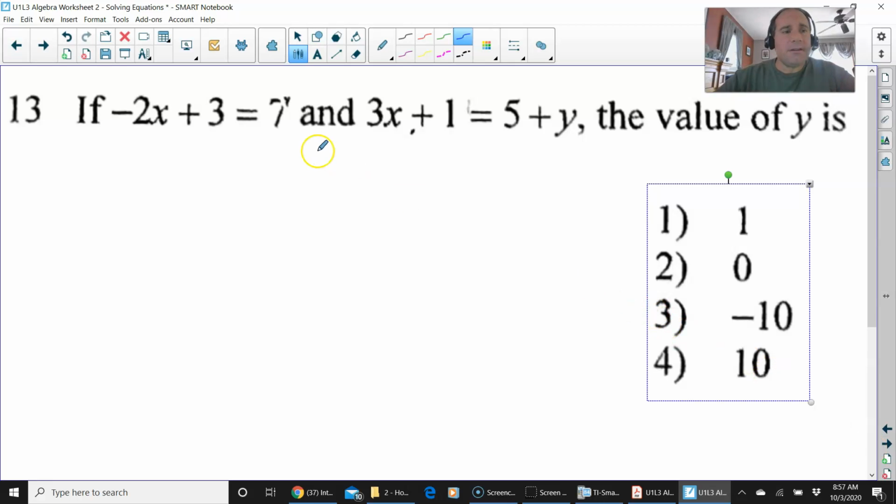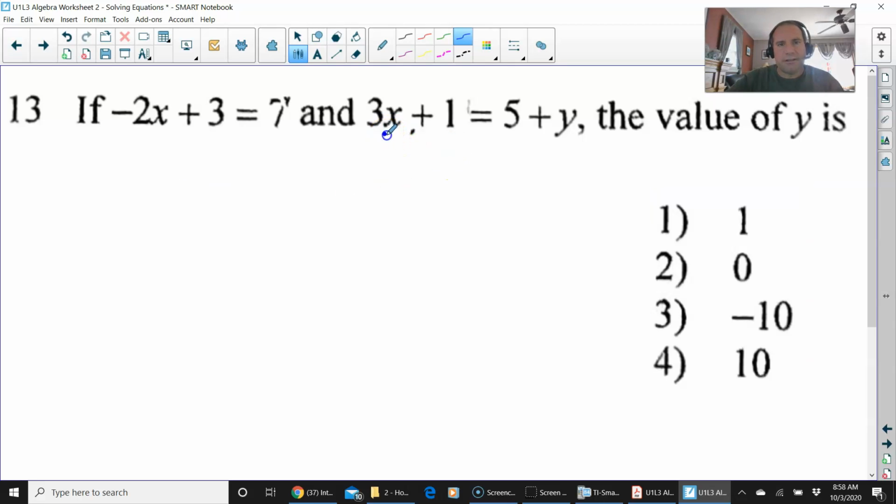So this question, number 13, a little bit tricky. So let's read it. If negative 2x plus 3 equals 7 and 3x plus 1 equals 5 plus y, the value of y is. All right, so first off, you can't solve an equation with 2 different variables. You can't do it. But you could solve it if you solve this one for x first, and then substitute the x in here, and then solve for y. So that's what we're going to do.